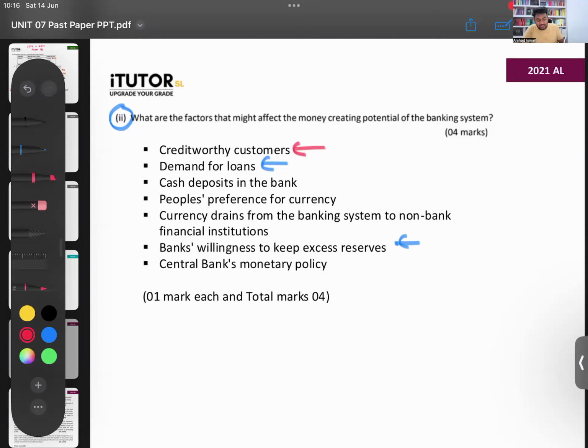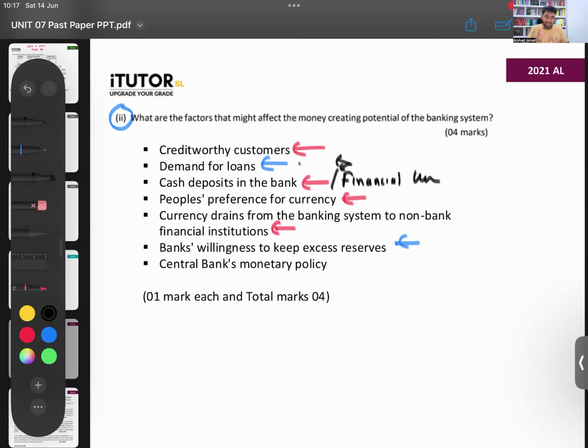So you can talk about there has to be deposits in the bank. Because if people don't deposit, then how can banks give out loans? So you can say people's preference for currency can affect it. Remember, there was an MCQ. If people prefer to keep currency with them, then banks can't give loans. So you can talk about that. Then the currency drains that we talked about. Maybe something like financial knowledge. I'll connect this with deposits and the demand for loans. Both of these points can connect.